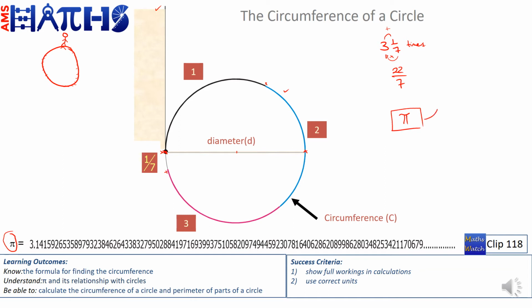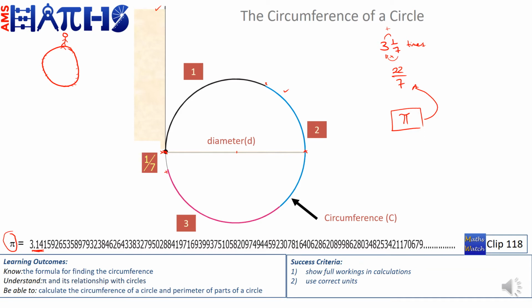So the value of pi is equal to 22/7, and the decimal representation of that is written below here at the bottom: 3.1415926535, etc., and it keeps going on continuously.